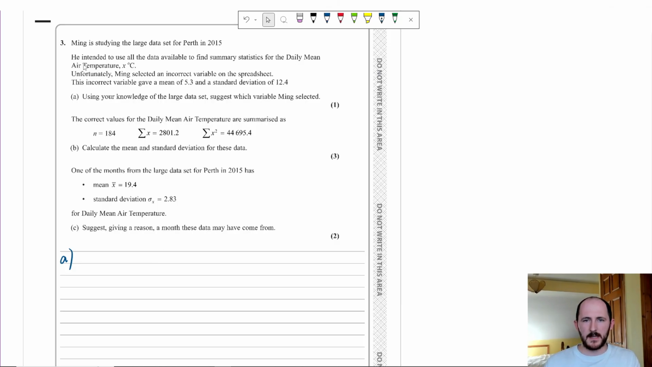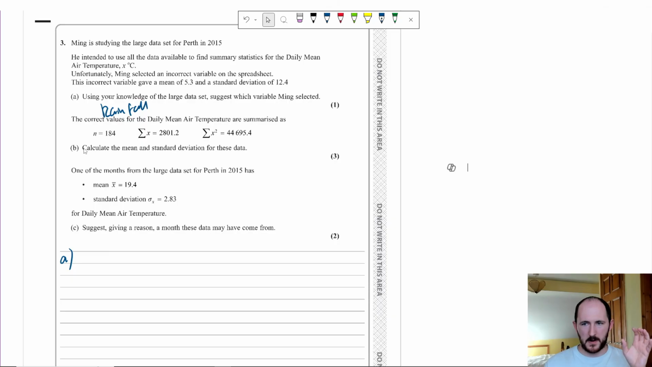So here we have, it says air temperature, but they selected the wrong thing. It actually gave a mean of 5.3 and a standard deviation of 12.4. So yeah, wonderful. It's not temperature. What could it be? It's the rainfall. And again, these are just facts that you need to know. There's nothing else to it.